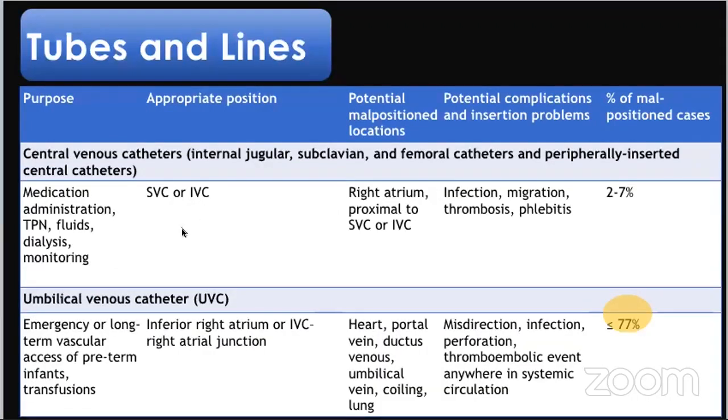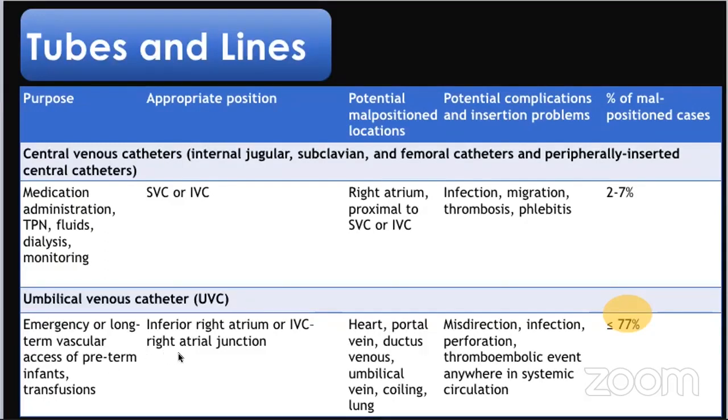The next one, the central venous catheter or the central venous line. We use the central venous lines for administration of medications and fluid and dialysis as well. The position may be in the superior vena cava or inferior vena cava. The malposition may be in the right atrium, in the heart. Complications may be infection, thrombosis. The percentage of malposition is 2 to 7%.